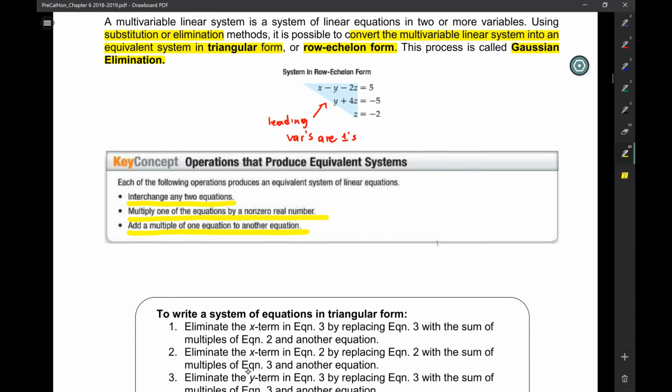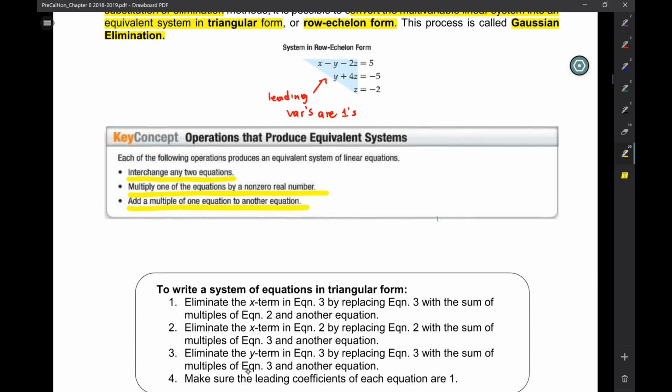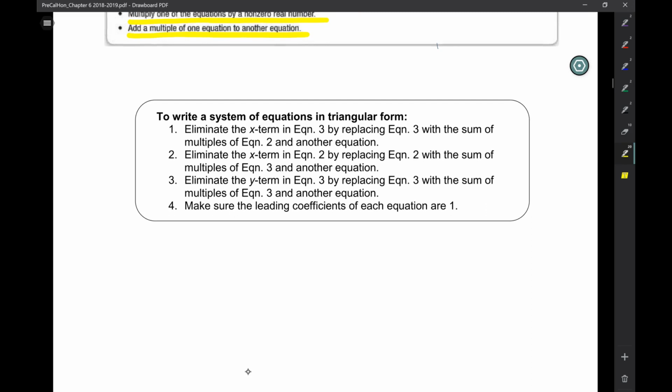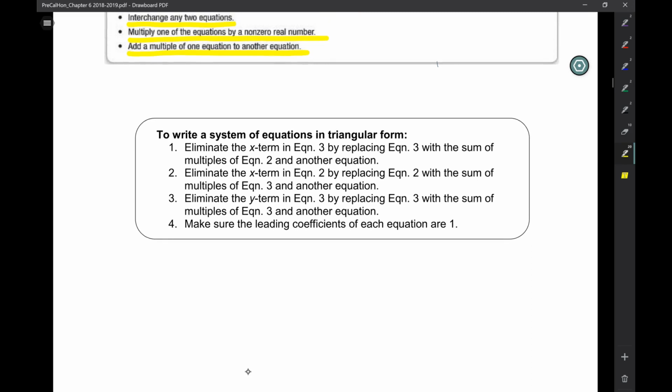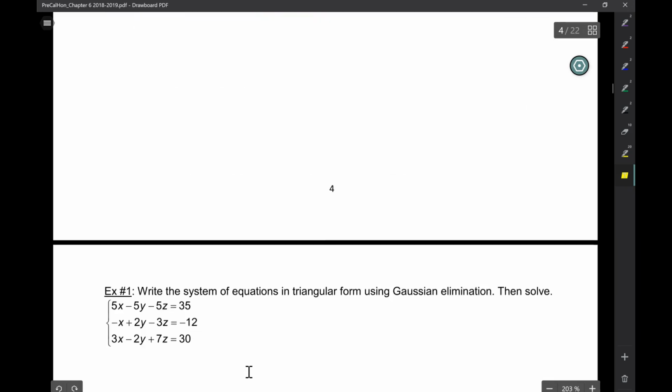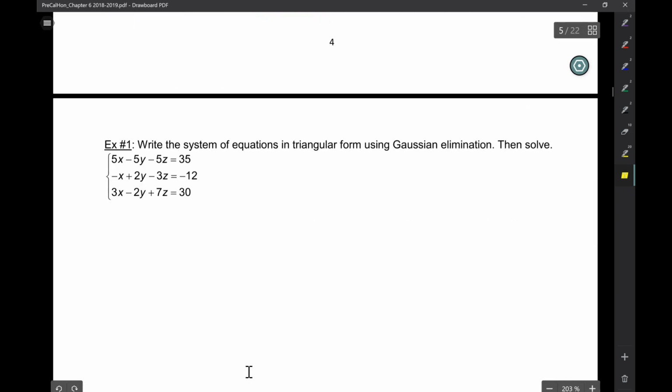Okay, how do we write a matrix in a system of equations in triangular form? First, this is a little step-by-step guide for you. First, eliminate the x term in equation 3. And then we're going to eliminate the x term in equation 2. And then we're going to eliminate the y term in equation 3. And then make sure all the leading coefficients are 1. I'm not going to read through this because I'm just going to go into this and just do this. Okay?